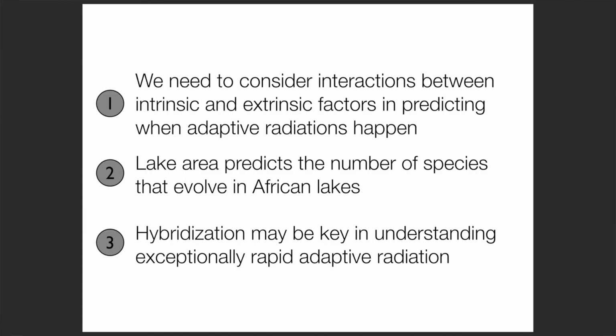So in summary, the take-home points from my talk are, first of all, that we need to consider interactions between intrinsic factors and extrinsic factors in predicting when adaptive radiations happen. Second, that lake area predicts the number of species that evolve in African lakes, and that that's somewhat disconnected from the diversification rates in these lakes. And third, that hybridization may be key in understanding the exceptionally rapid adaptive radiations in African cichlids.